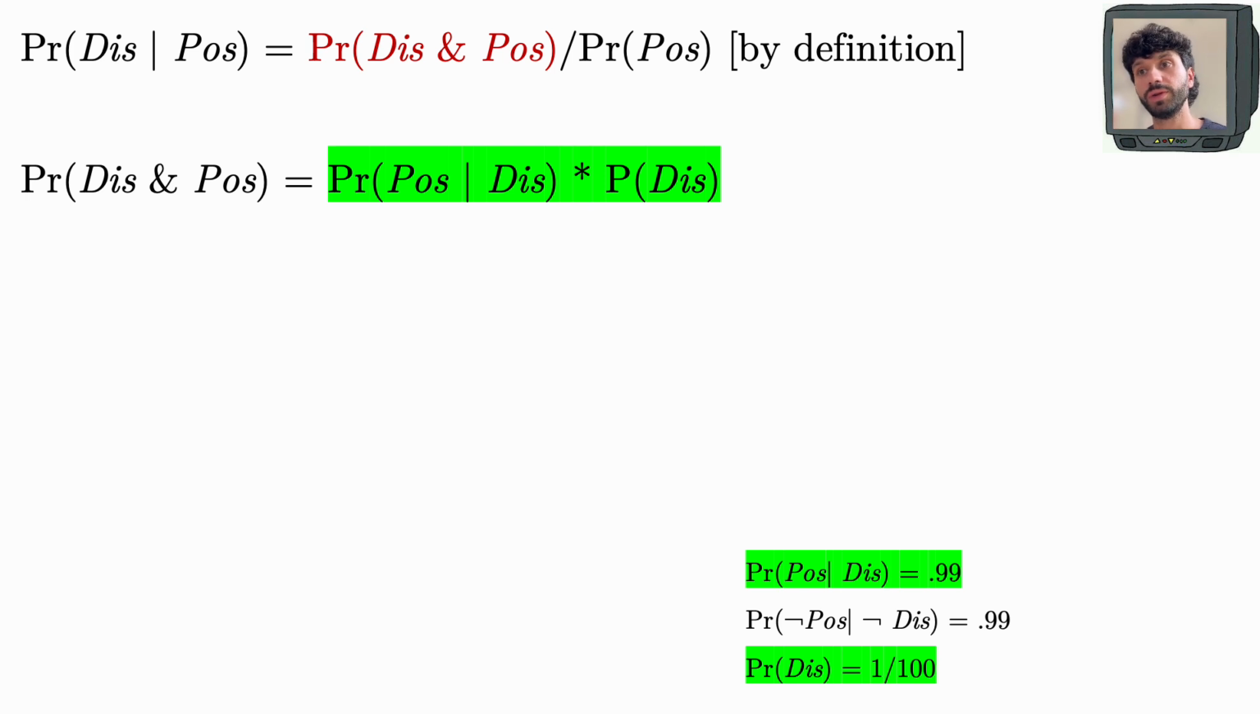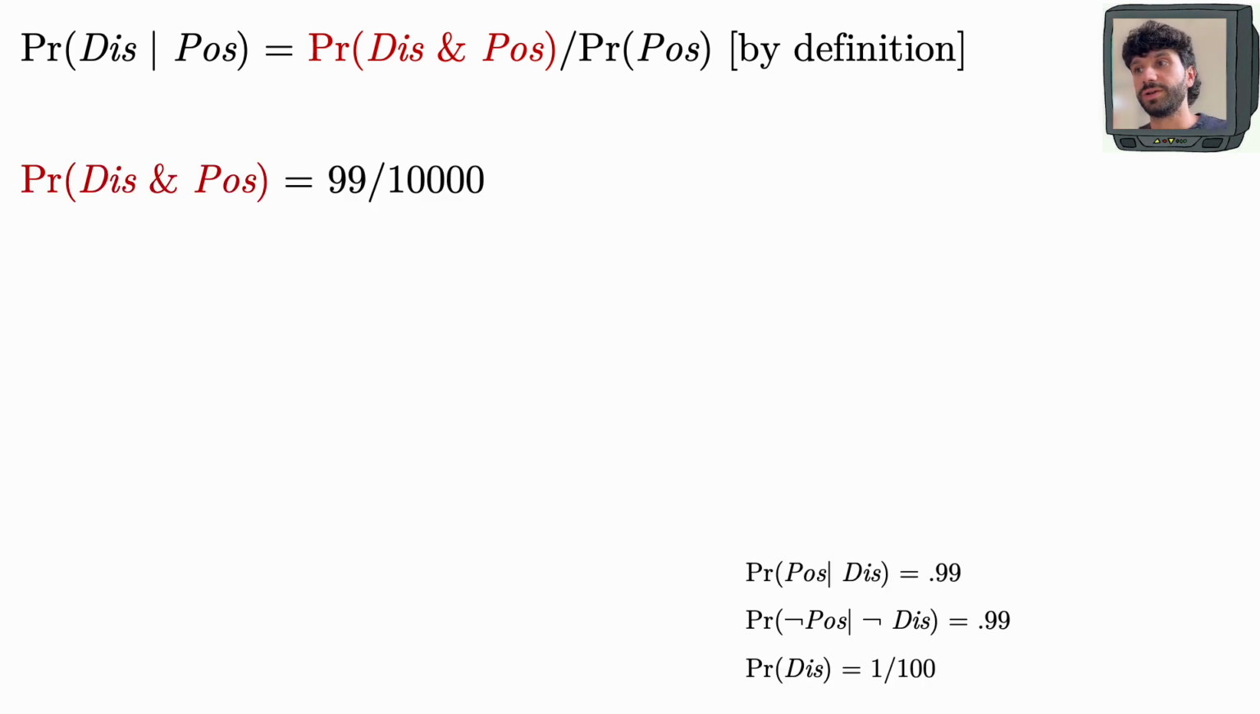We know what the probability of testing positive given that you have the disease is, that's 0.99, and we know what the probability of just having the disease is, which is 1 over 100. These were given to us. So we just replace it, right? They're highlighted in green here, and we get that the result is 99 over 10,000. So we're done with the numerator. Now let's move to the denominator.